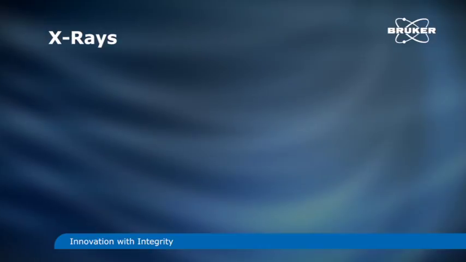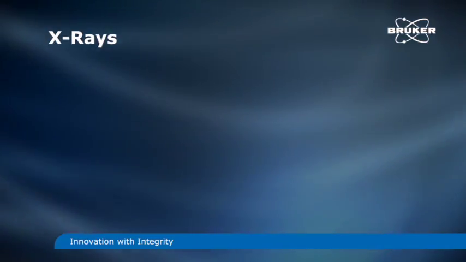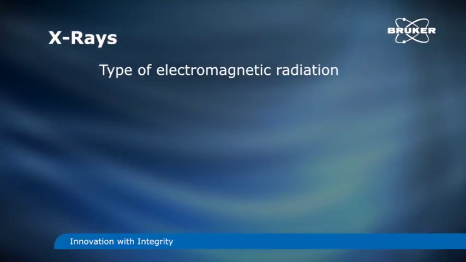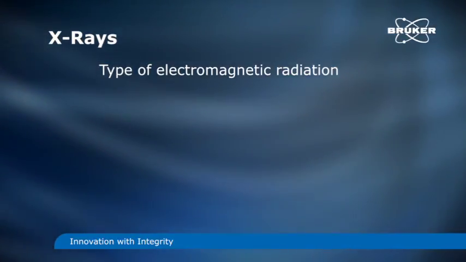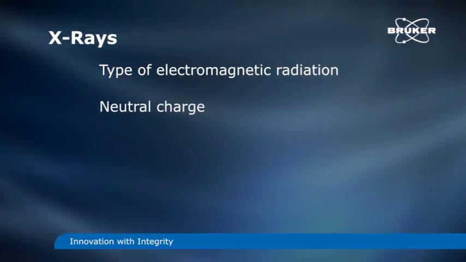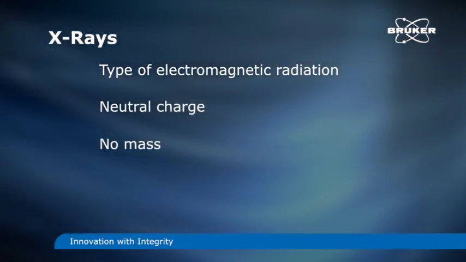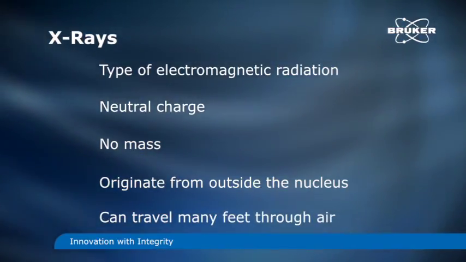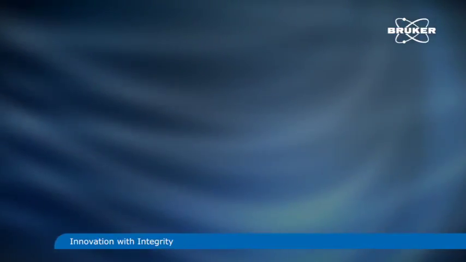X-rays are the type of radiation emitted from an XRF analyzer. They are a type of electromagnetic radiation that consists of photons, or individual packets of energy. They have a neutral charge and no mass. X-rays originate from the electron shells outside the nucleus and travel many feet through the air.